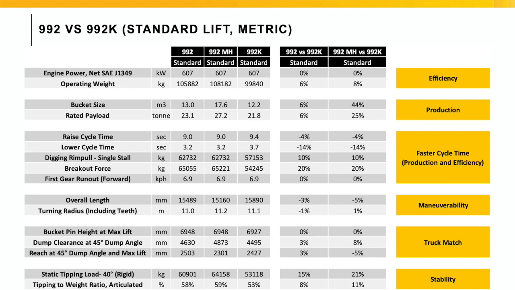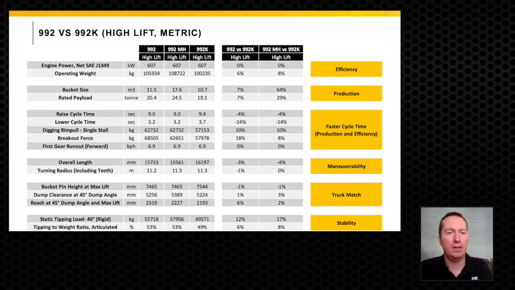So this is a nice way to just make a direct apples to apples comparison on, I showed you earlier, it's within the same size envelope. You might wonder, well, what real stability did it gain? These are the numbers. Now moving to high lift, we've got a 12% increase in tipping load versus the 992K in the face configuration, and in the material handler configuration is 17%.